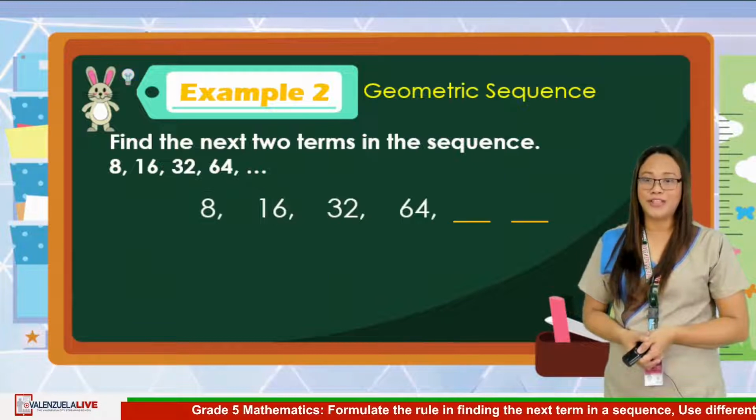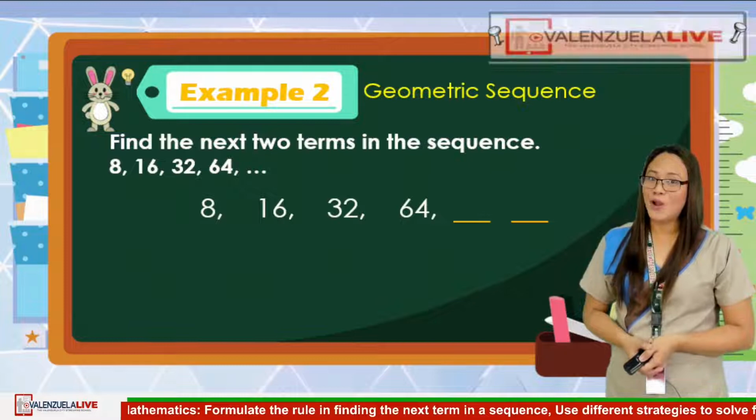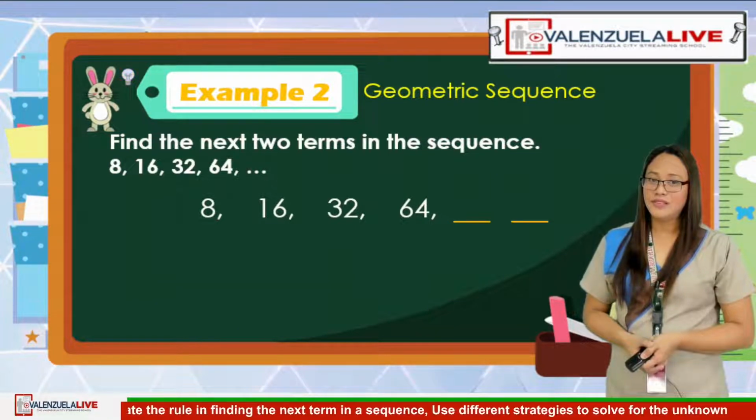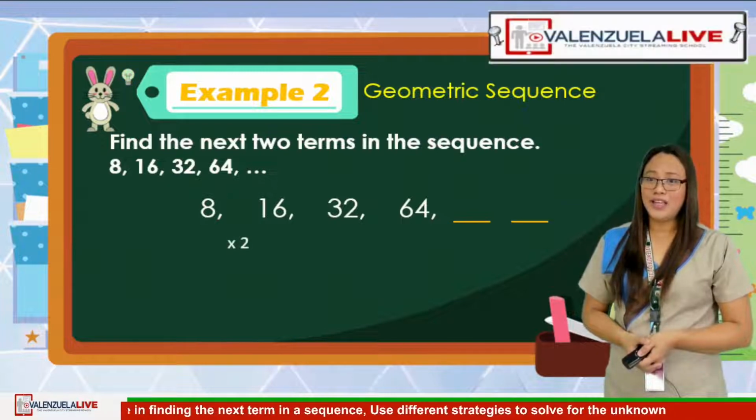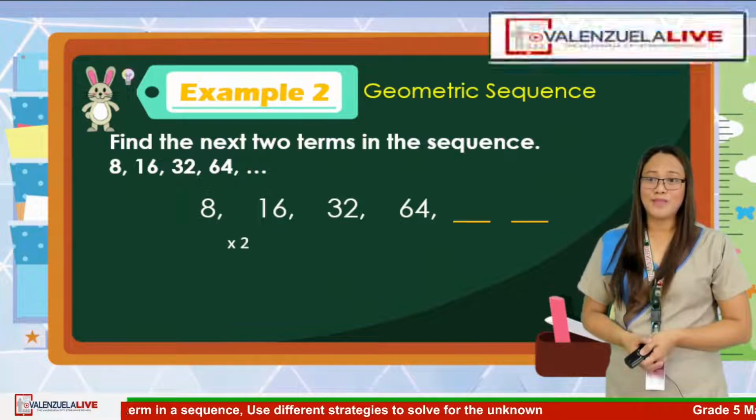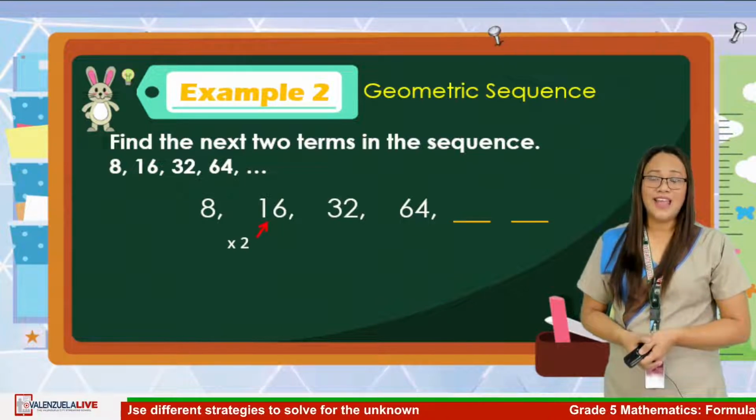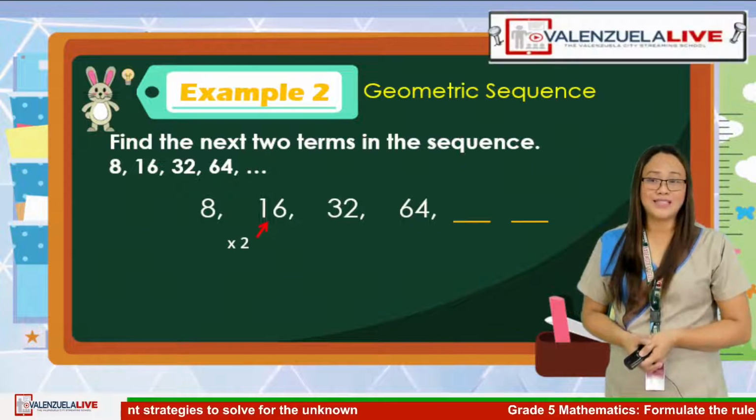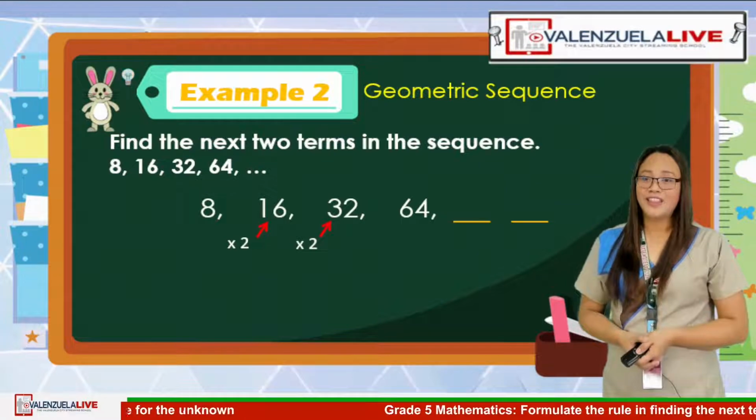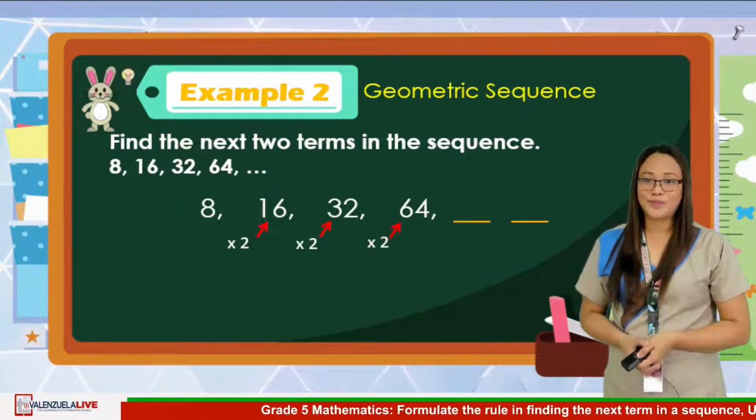And here's our pattern. So, let's study it closely. What will be the rule? All right. Our rule is we have to multiply 2 to the previous term. So we have 8 times 2 is equal to 16. Then the next one, we have to multiply 16 by 2. That gives you 32. Then 32 times 2 is equal to 64.